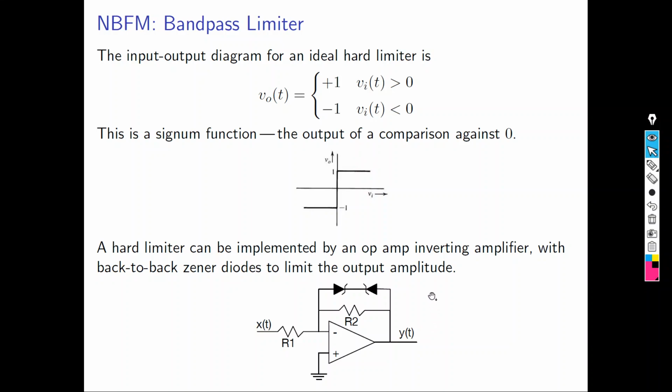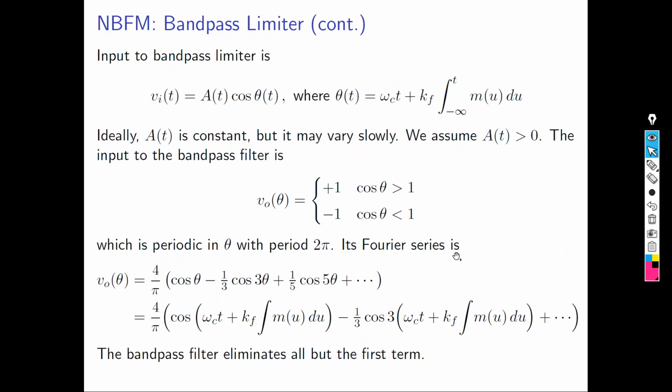You can implement this function using an operational amplifier, which we call an op-amp, with back-to-back Zener diodes to limit the output amplitude. This feedback is in order to limit the amplitude.